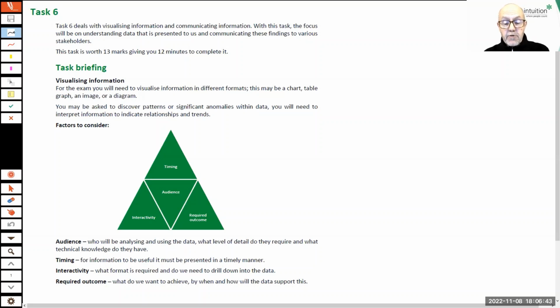Visualizing information, you need to visualize information in different formats. By visualize, we mean, I rather think, present. So we might present in a chart, a table, a graph, an image, or a diagram. And I've got some examples of some quite stunningly effective diagrams to show you tonight. You may be asked to discover patterns or significant anomalies within data. A little example of what we mean by anomalies within data.